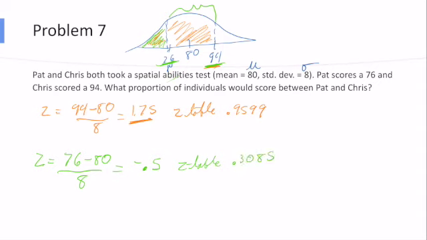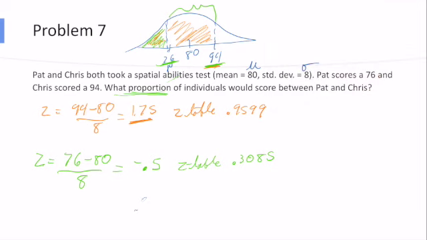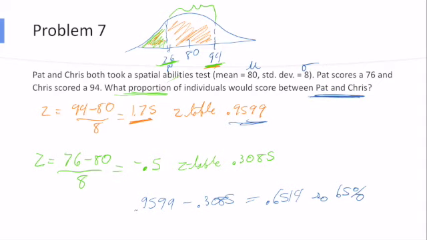So now, in order to find what proportion, so they want it as a percentage or a decimal, I'm going to need to take 0.9599 minus 0.3085, and that gives me 0.6514. So 65% of individuals would score between Pat and Chris.